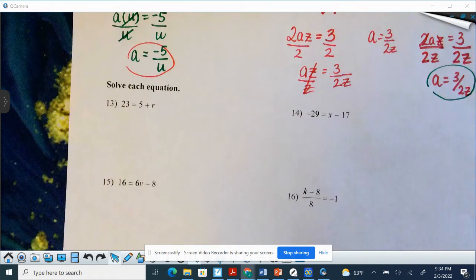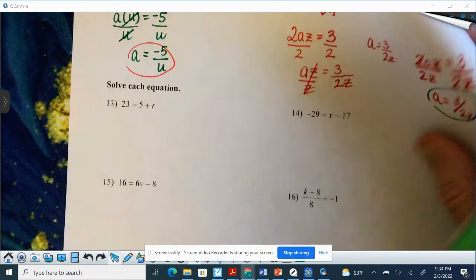Welcome back. Finishing out our notes. Now, these are two-step equations.